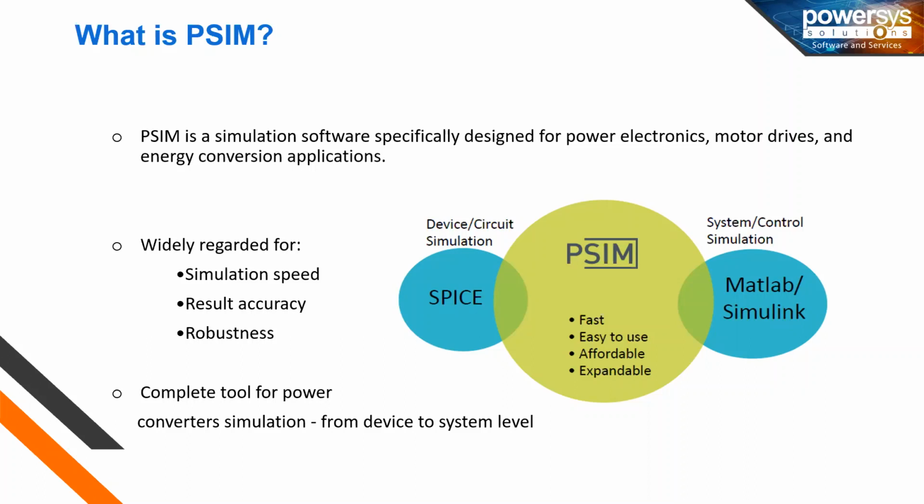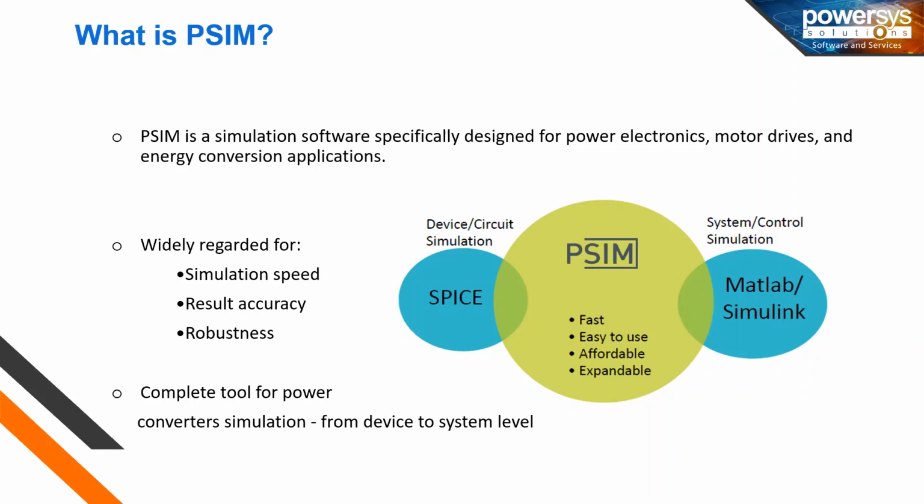Simulink is mainly used for system and control simulation, and PSIM is more focused on the power stage. This is why you can use both in this way. PSIM also could be used by itself if you want to design all your power and control strategy. This is a complete tool for power converter simulation as well, from device to system level. So you can improve the accuracy of your system depending on the components that you want to use and the degree of detail that you need.